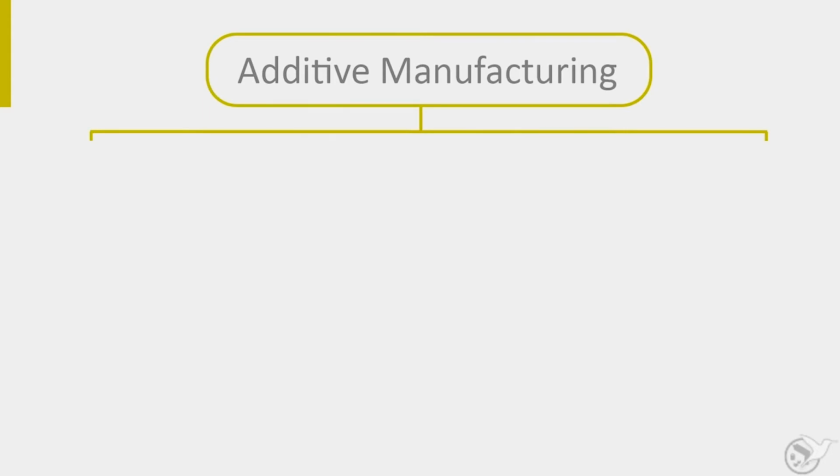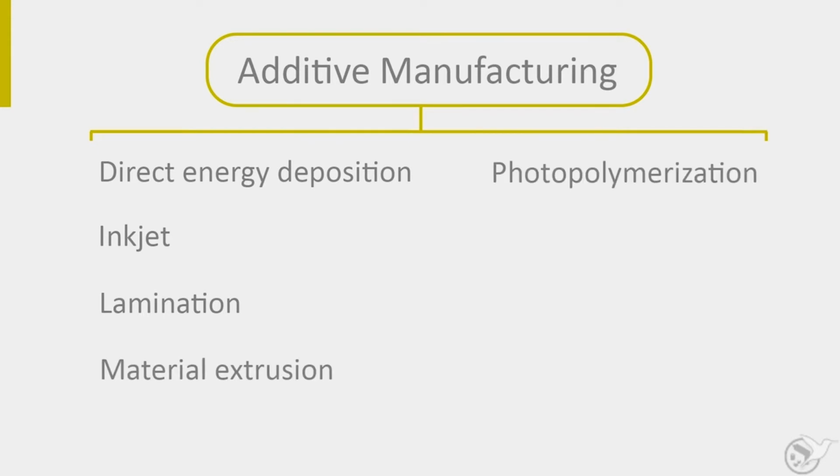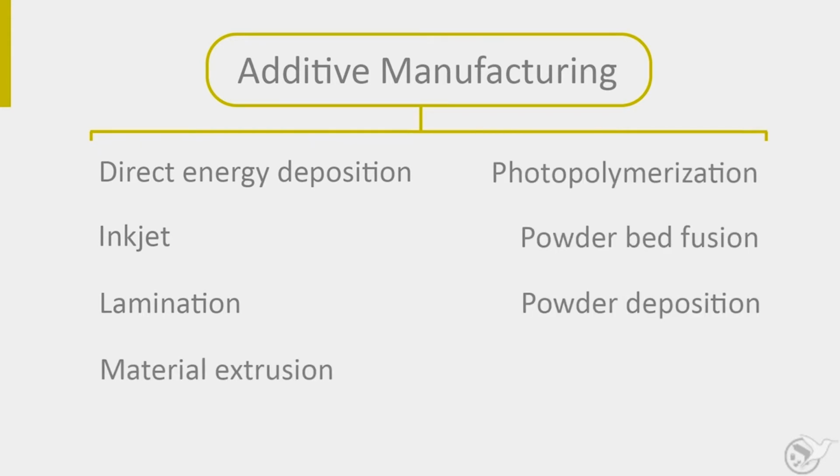There are a variety of processes which can be used to bridge the gap between the 3D model and the final printed part. They can be roughly grouped into 7 categories: direct energy deposition, inkjet, lamination, material extrusion, photopolymerization, powder bed fusion, and powder deposition. But for now, we're going to just look at material extrusion and powder bed fusion processes, since these are the more commonly used techniques in the aerospace industry.